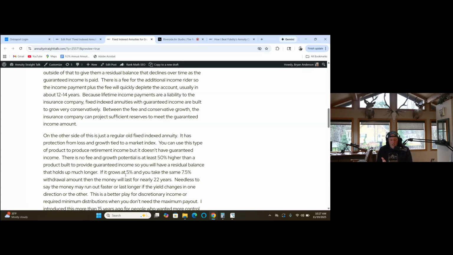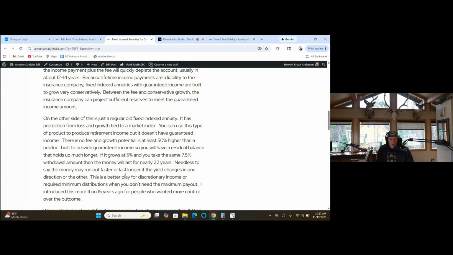So if the index annuity grows at 5% and you want to simulate the guaranteed income contract by taking out 7.5% of that, then the money will, I ran a scenario, just an amortization schedule, the money will last for almost 22 years. Now, the money could run out faster or last longer depending on how that yield changes. If it's 4%, then it's only going to last 19 years. If it's 6%, it might last 27 years, or you have a bunch of money left.